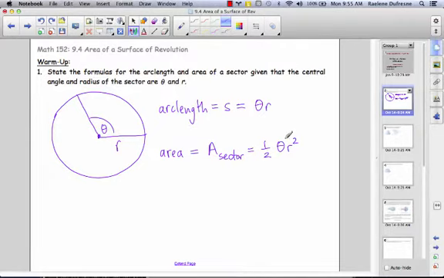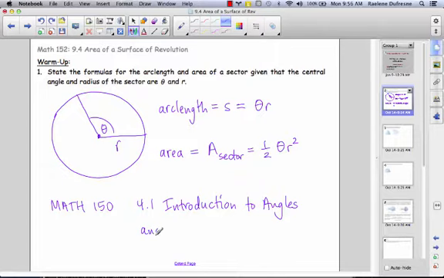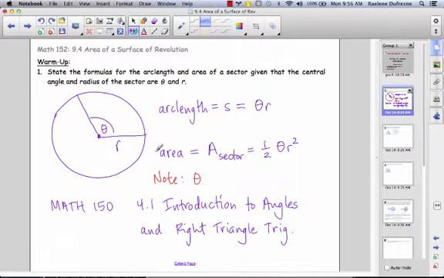For derivation of these formulas, you can see the Math 150 video or pages in section 4.1, Introduction to Angles, rather, and Right Triangle Trig. One thing to note here is that theta, the central angle, is measured in radians and not degrees.